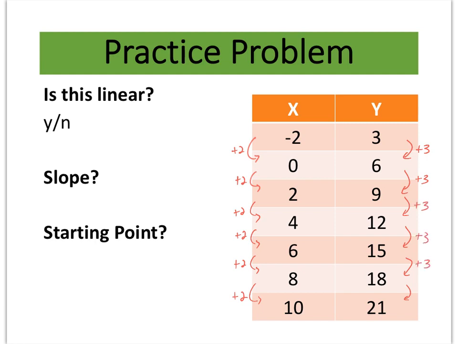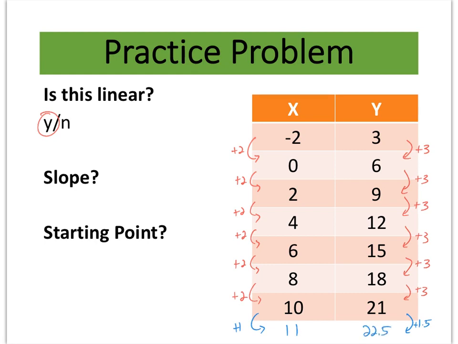15 plus 3 is 18. 18 plus 3 is 21. Yes, this is linear because it's consistent in x and y. Now, here's something that some people kind of fret over. What happens if my increase is by 1? Well, if I go up by 3, that would be a problem. So I have to go up by half of what I went up before. So if I go up by 1.5, this still makes it linear, 22.5.